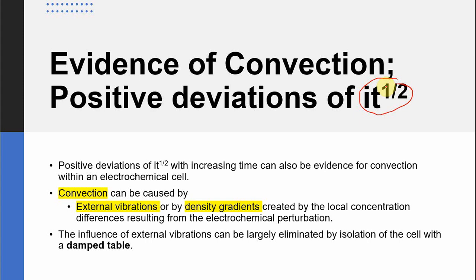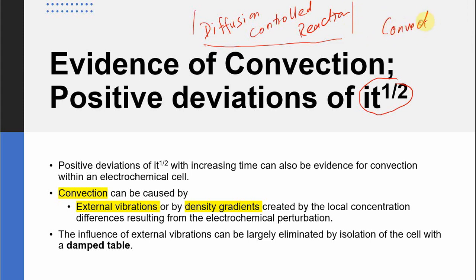But at the moment, we should remember that we already discussed there were three modes of transportation, and the most important, and usually what we see in these types of reactions, is when we are looking at diffusion control reactions, or the reactions which are limited by diffusion. Then if this is not happening and if convection comes into play, it means that we are already deviating from ideality, and the reaction should be stopped. So if they are not coming from density gradients and they are coming from external vibrations, then some strategy can be adopted.